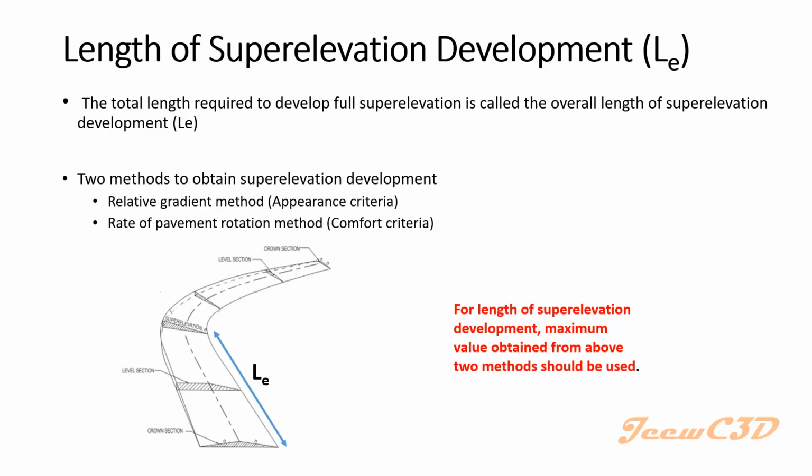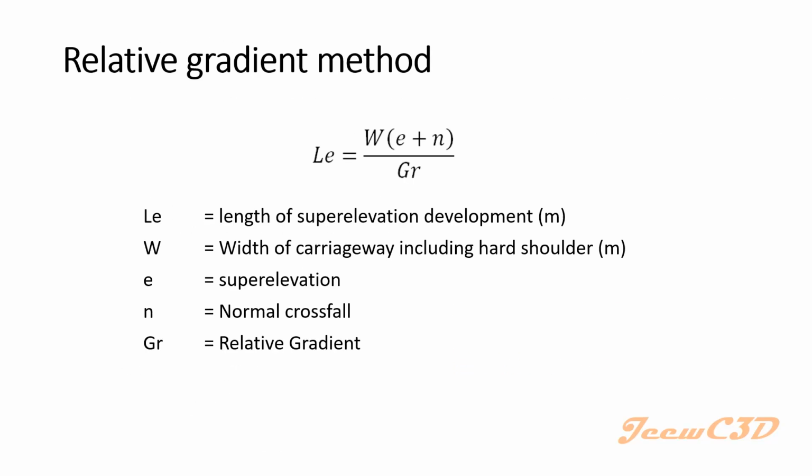Now we are going to see the equation to calculate this superelevation development length. First we will look at the relative gradient method. This is the equation for the relative gradient method. It is given as LE, which is the superelevation development length, equals W into E plus N over GR. So LE means superelevation development length, as I told you earlier.